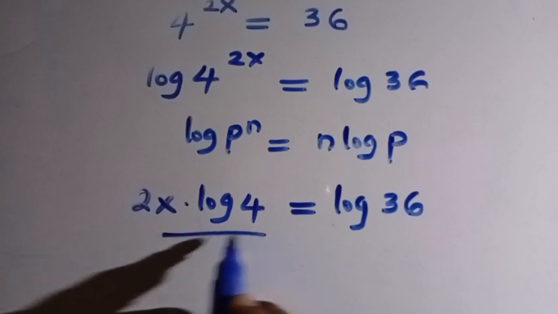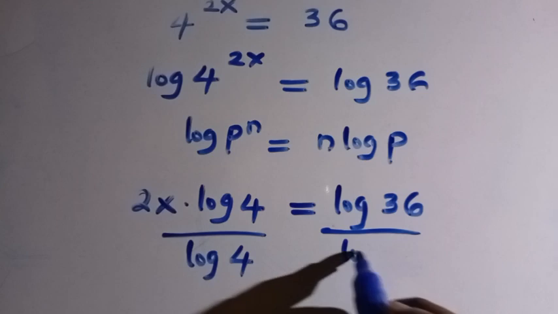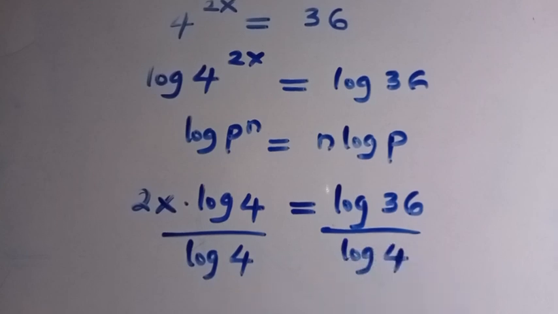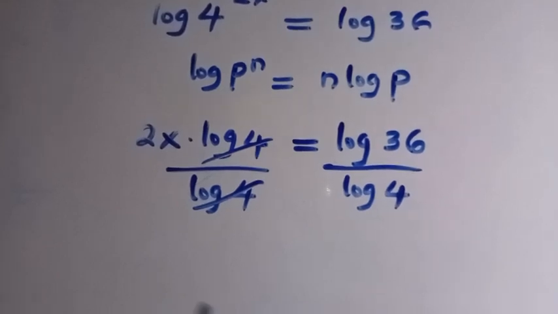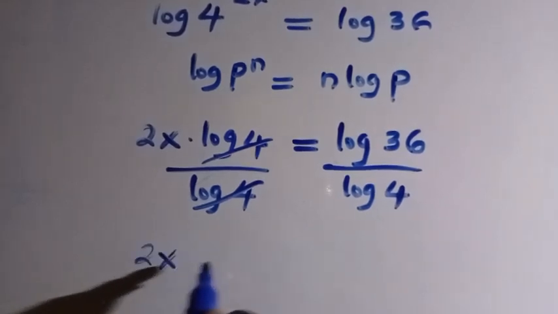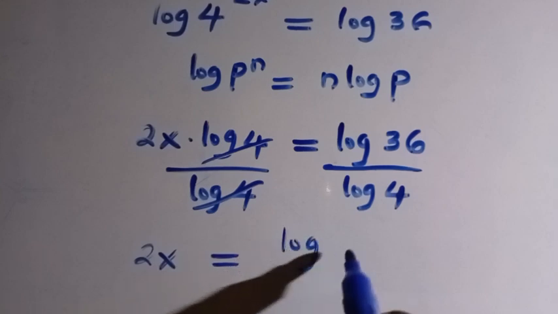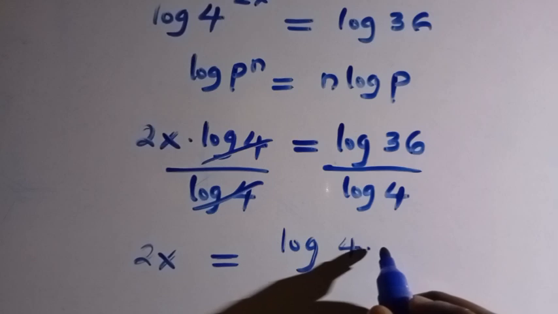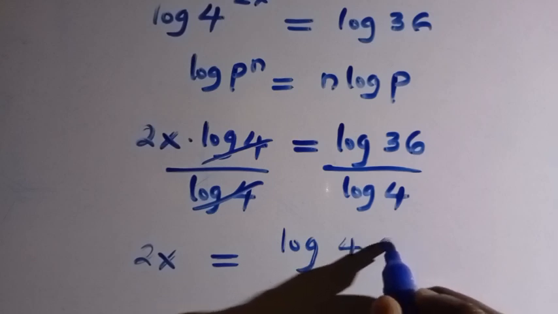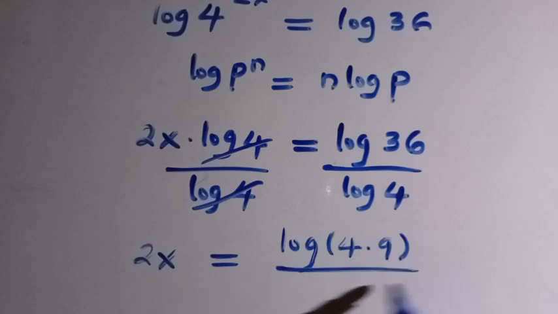And by dividing both sides by log 4, so we apply it in both sides. So log 4 cancels log 4. Then here becomes 2x equals log of 36, where 36 here we can write as 4 multiplied by 9, divided by log 4.